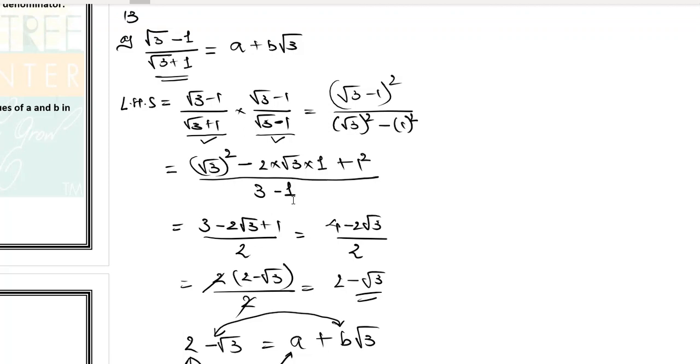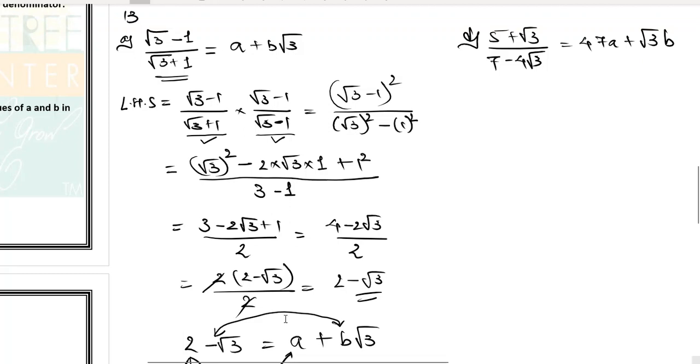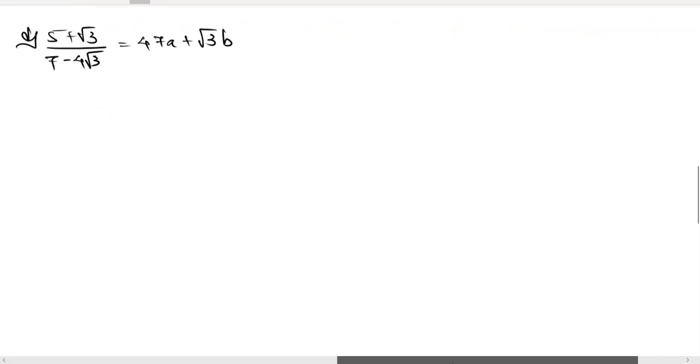Okay, let's solve one more question just like this. That is question number 13, sub question D. 5 plus root 3 upon 7 minus 4 root 3 is equal to 47a plus root 3b. Okay, that's something new. It should be b root 3, but they have given root 3b. That doesn't make a big change.